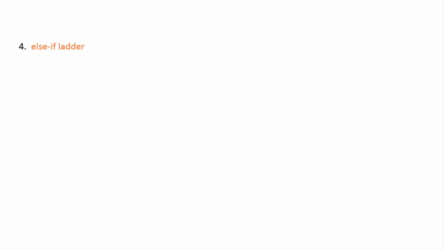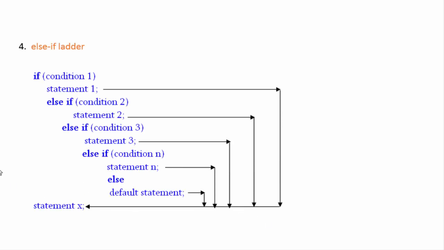So what is an else if ladder? An else if ladder, which has this general format, consists of a chain of ifs, that is, there are n number of ifs here, and each statement associated with it is an else. Suppose the condition of an if statement is true, then it will execute the statement corresponding to it and directly transfer the control to statement X. It should be noted that statement X is not part of this ladder.